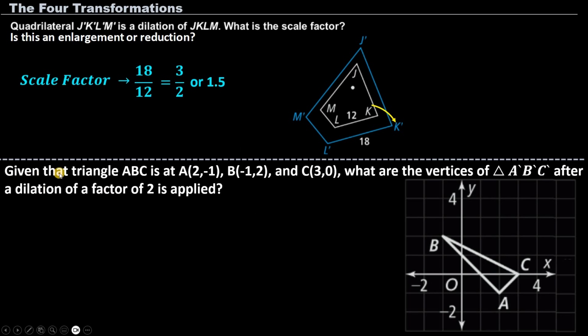For our second one, we are given a triangle ABC. A is at (2, -1), B is at (-1, 2), and C is at (3, 0).